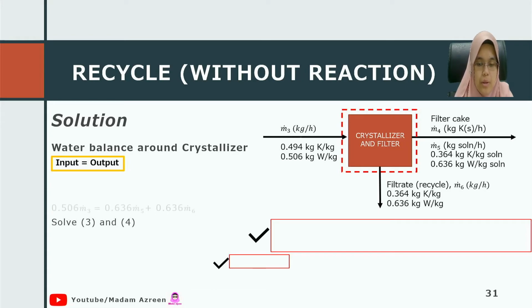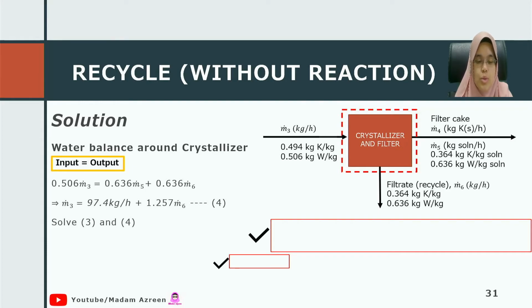And then you can do a water balance to find another relationship between M3 and M6. Once you do a water balance, you get another equation, equation number 4. When you solve equation 3 and equation 4, you can directly get the value of M6 and M3. And M3 is basically the feed rate to the crystallizer, as the question asks you to determine.